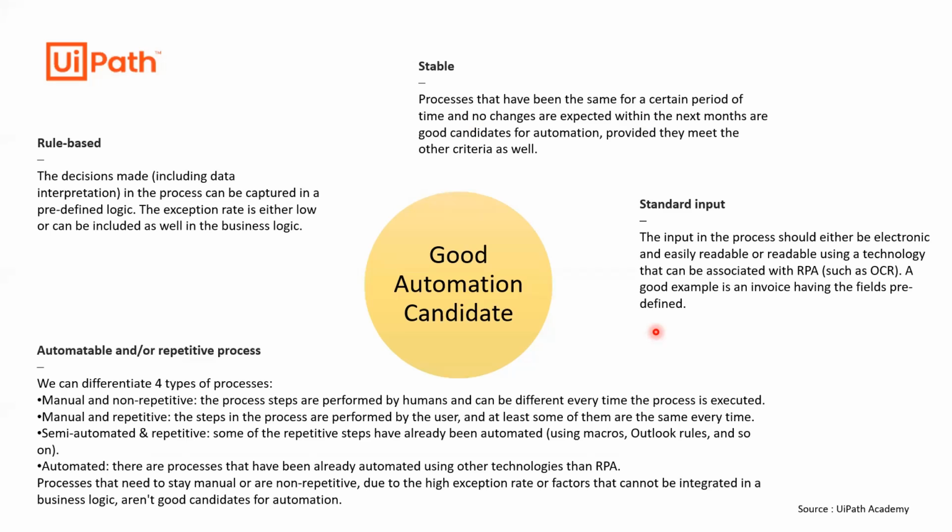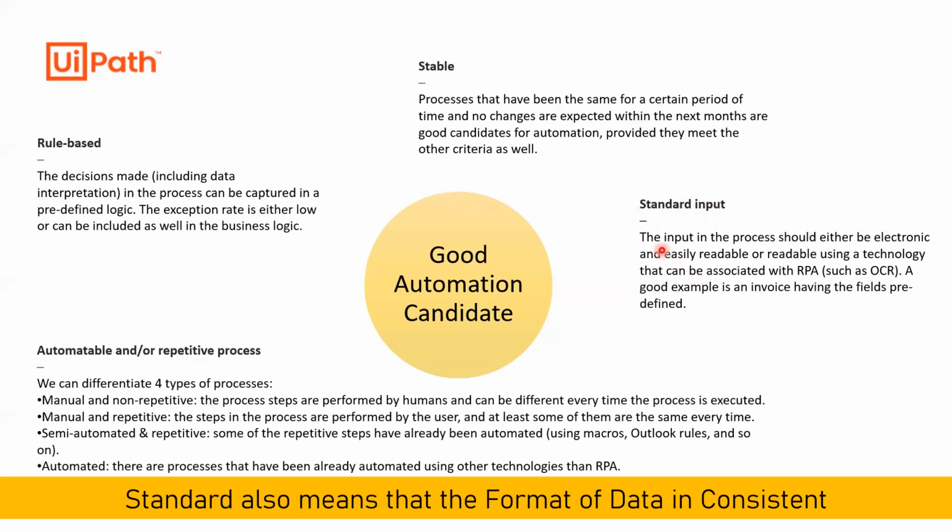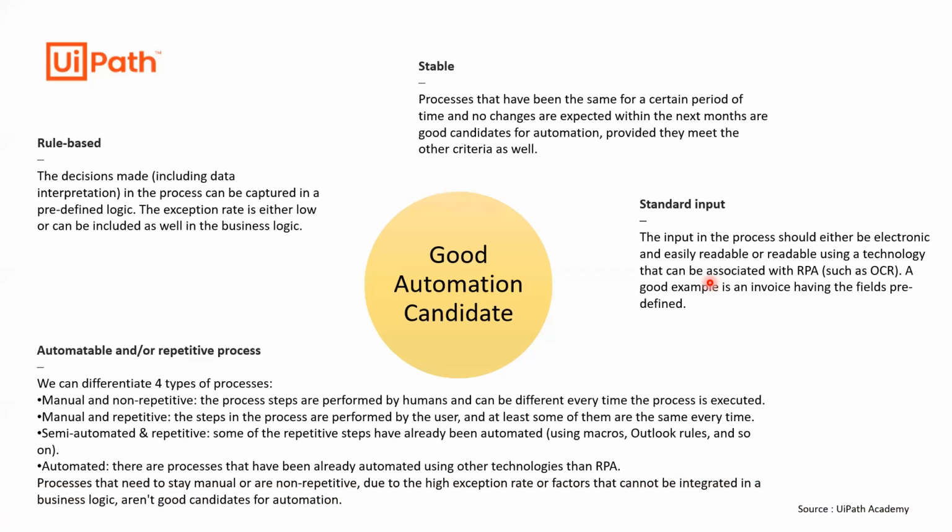Because with OCR we need to make some corrections, the selectors. Sometimes we need to get some dynamic value, right. But in Excel, that means Excel is a kind of a standard input, right? I won't say standard input, but the input is easily readable, right? So the input in the process should be electronically readable using a technology. It can be OCR, a good example of invoices having predefined formats, right? But if I tell you that there is an automation which is having a Citrix, then you will prefer the OCR one, right? So the more standard the input is, the better the process is for automation.